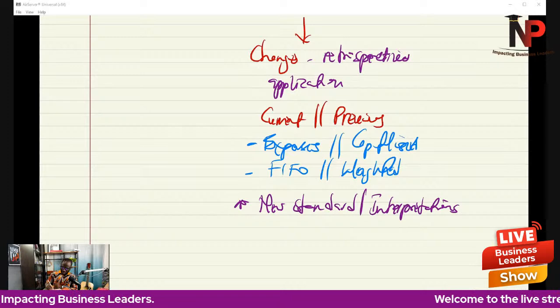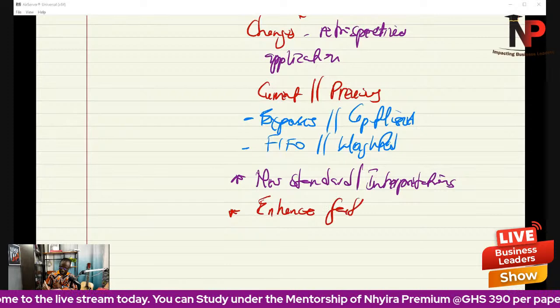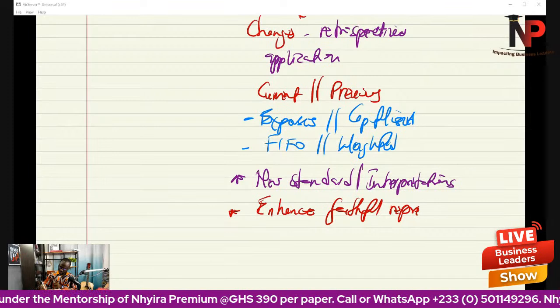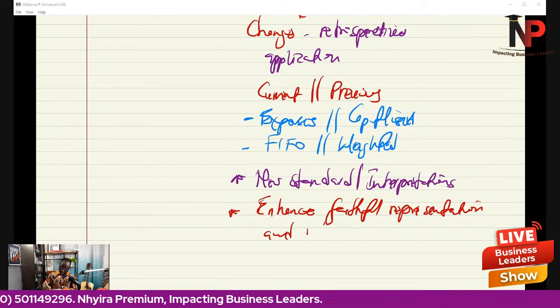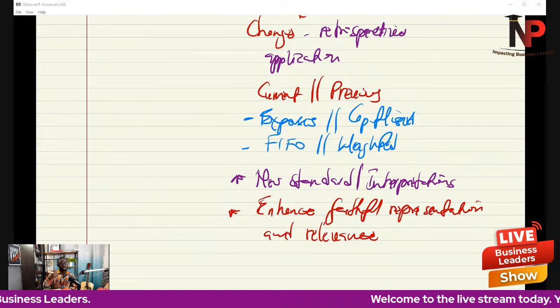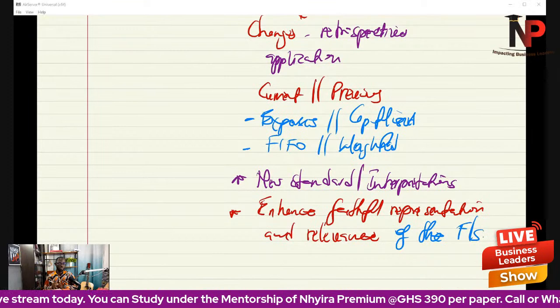Another reason why an entity may change a policy is if it will enhance faithful representation and relevance of the financial statements. Remember, these are fundamental qualitative characteristics of financial statements. So we will change the accounting policy if it will enhance faithful representation and relevance of the financial statement. If it will enhance it, why not?